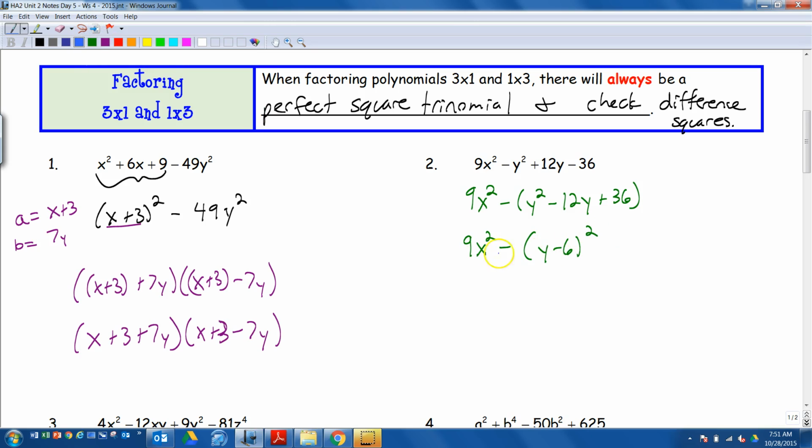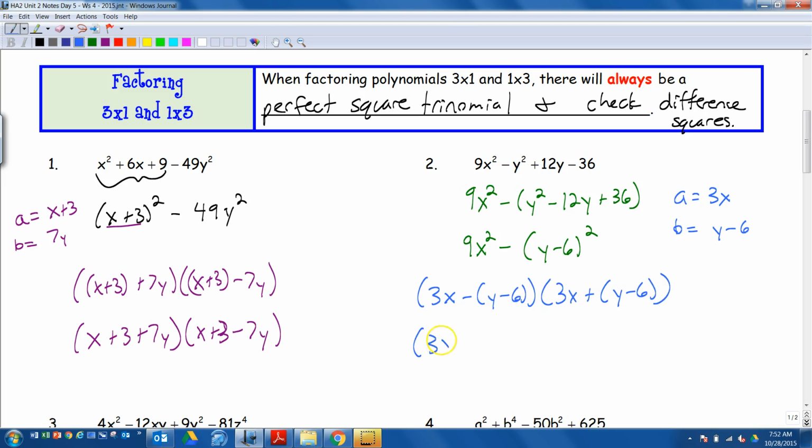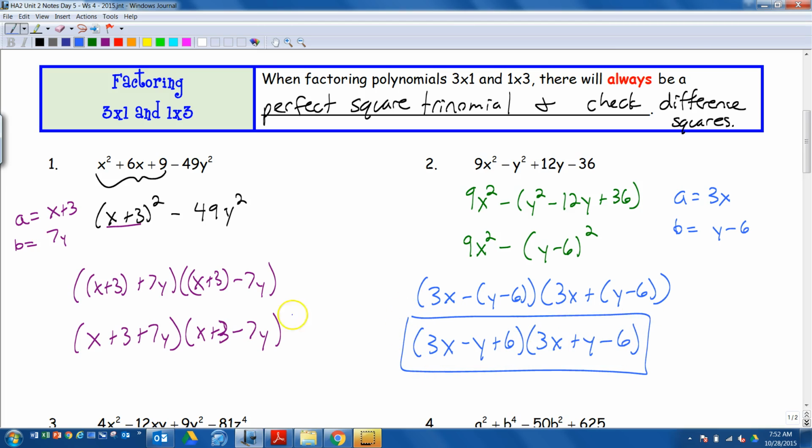Now we're going to use our difference of squares pattern because we have a minus sign here and two things that are being squared. A is equal to the square root of the first piece, which is 3x. B is equal to the square root of the second piece, which is y minus 6. And now I'm going to put that into my a minus b, a plus b pattern. And then distribute the negative sign if it's necessary. And sure enough, we have negative y plus 6, and then 3x plus y minus 6. And that's the final answer.